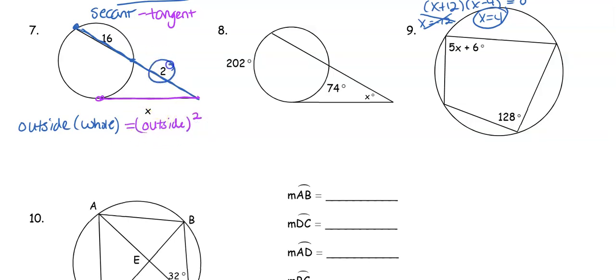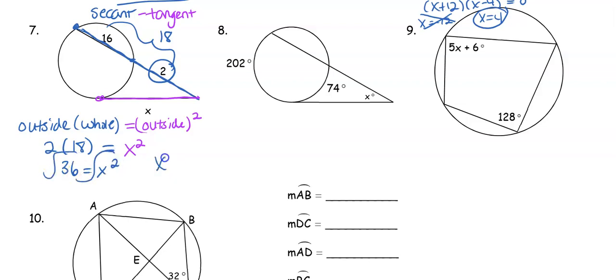So this becomes 2 times 18 is equal to x squared. 2 times 18 is 36. We square root, and we find that x is going to be equal to 6. Now x is, remember, technically plus or minus 6, but because x is a segment length, it can't be negative, so it's just a positive 6.